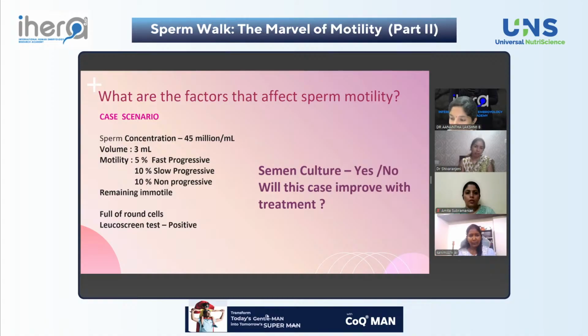No, if round cells are there, but I'm just saying, for culture, doing leucoscreen is not important, because sometimes we see growth in the culture, but we won't be able to see the WBCs in the semen. Sometimes it will be there, sometimes it won't. And many times I have seen WBC present but no infection in the semen, and we won't be able to see the debris also. It can be because of some immunogenic cause or some trauma to the testis. That can be because of that also.